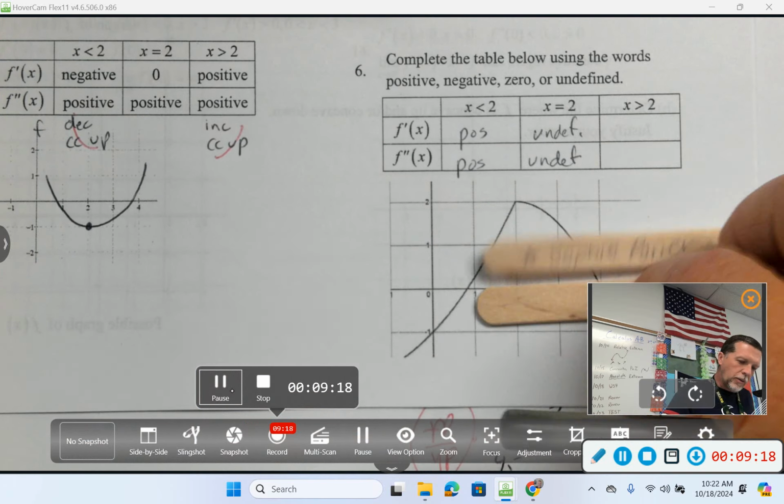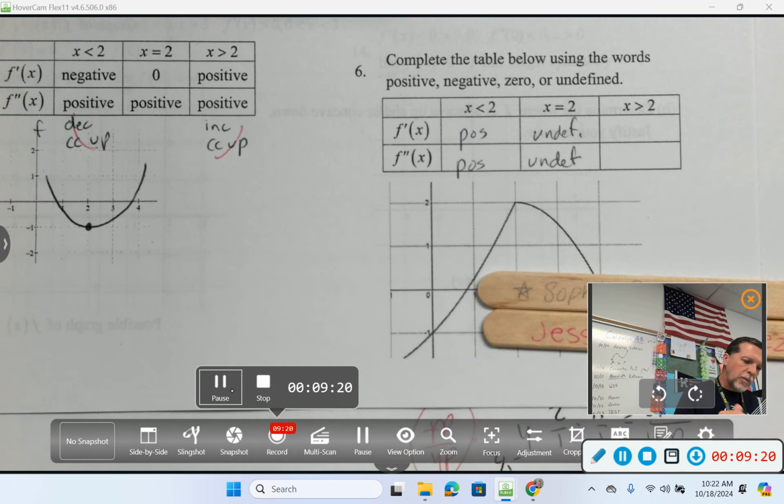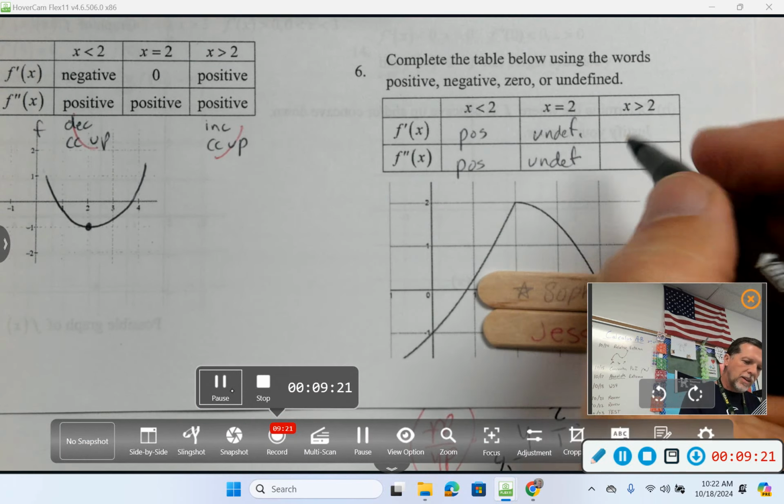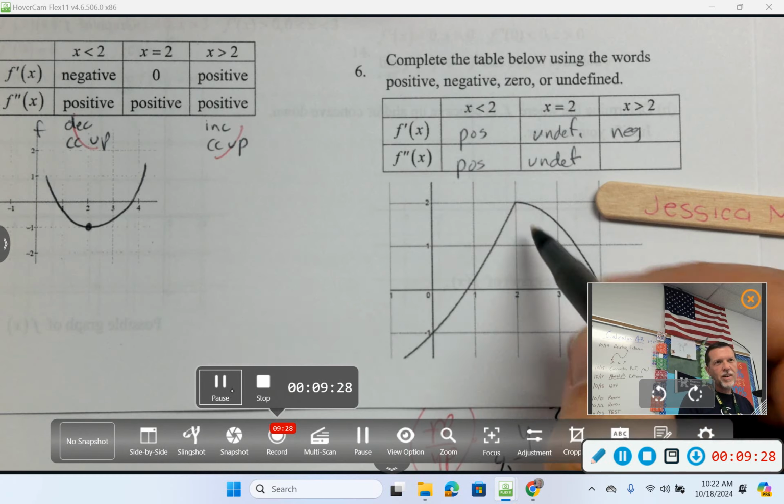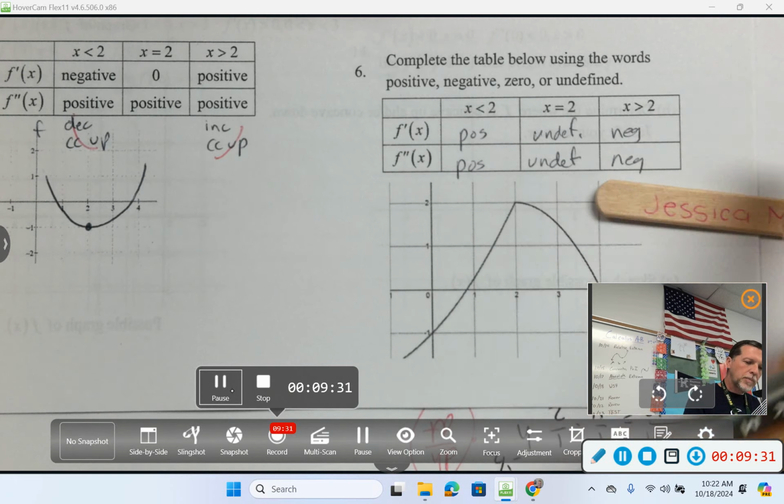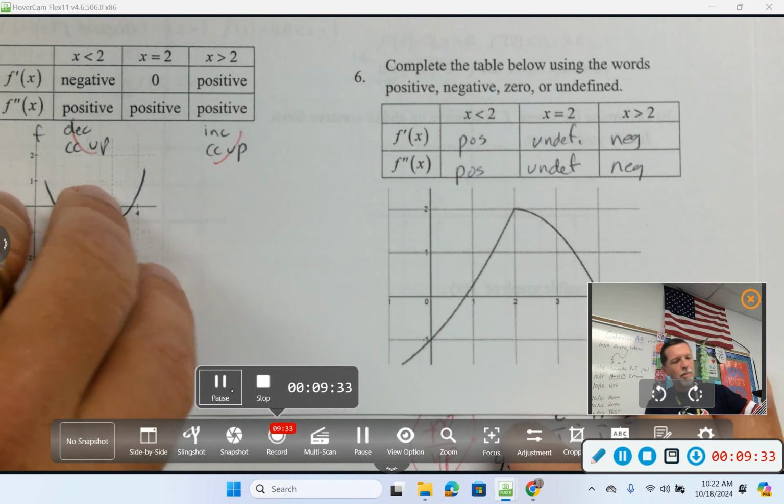All right, Sophie, when x is greater than 2, what's f prime? Negative. And Jessica, how about the second derivative when x is greater than 2? Also negative. Okay. All good.